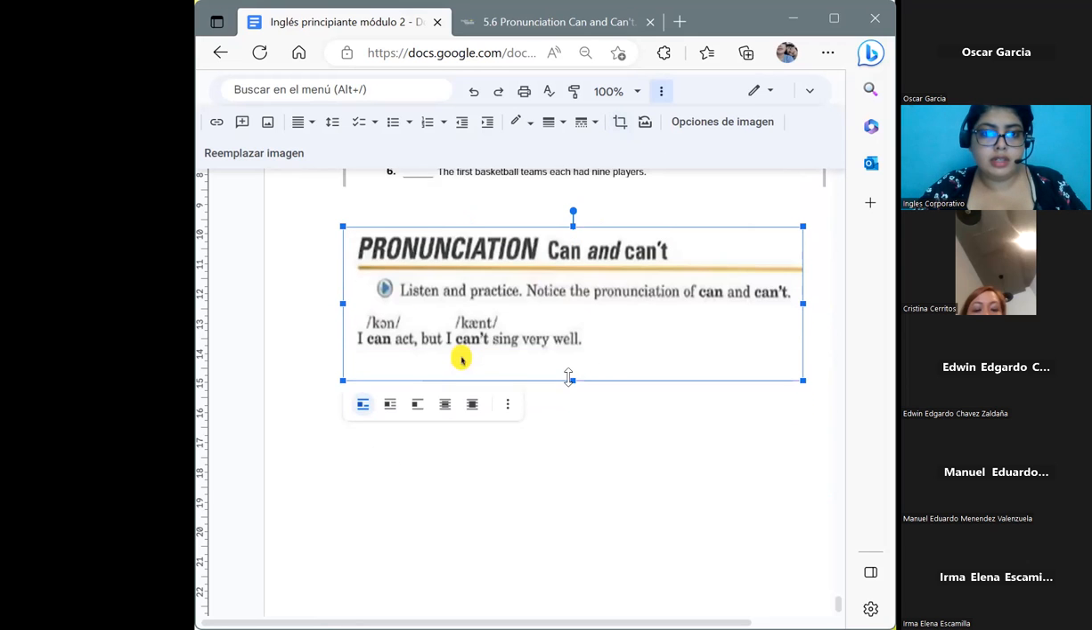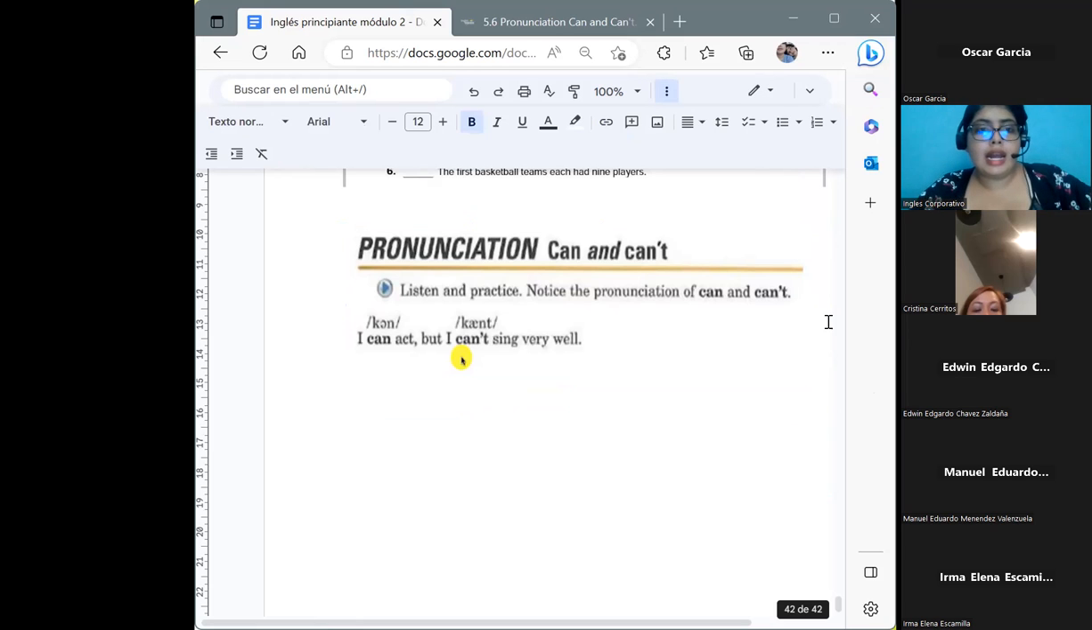Let's see. Sí, así se ve bien. Vamos a ver. En este caso ya vemos ahí la pantalla, ¿verdad? Con lo que es la imagen. Entonces, acá, can and can't. Y tenemos dos partes. I can act, but I can't sing very well.